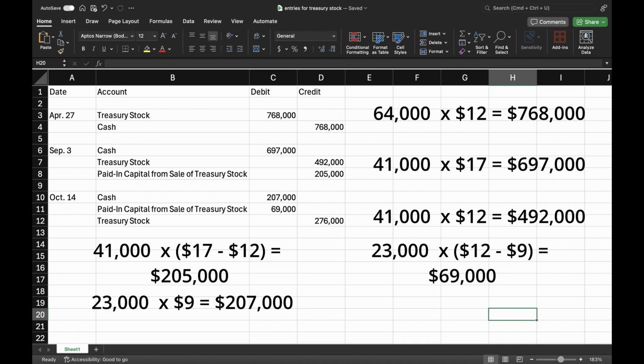The Treasury stock account goes on the very bottom as it is being credited, as this account is decreasing due to the sale of the shares. To find the amount this account is being credited for, you must multiply the shares being sold by the purchase price of the shares. In this case, you would multiply 23,000 shares by $12, which comes out to $276,000. Now the debit and credit columns are equal, as the sum of the cash account and paid in capital from sale of Treasury stock account in the debit column is equal to the amount in the Treasury account in the credit column.